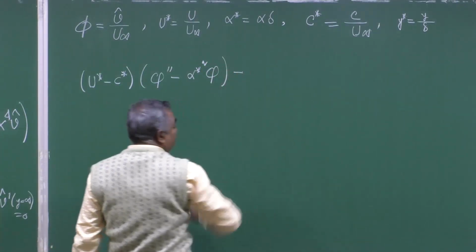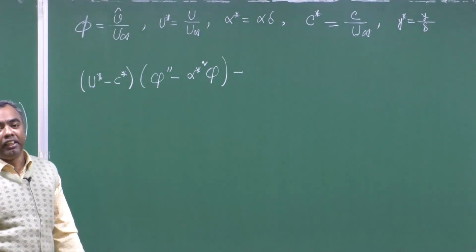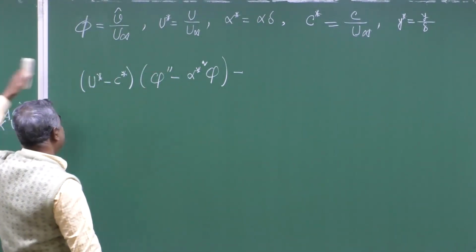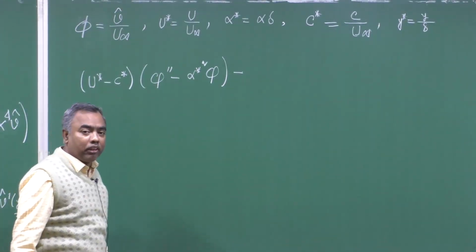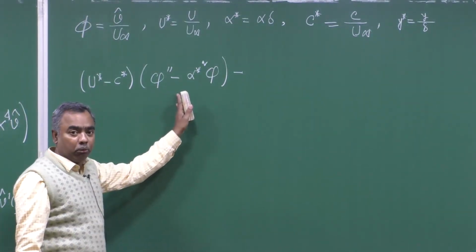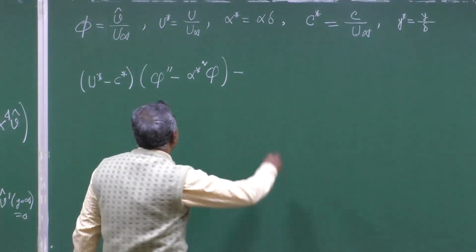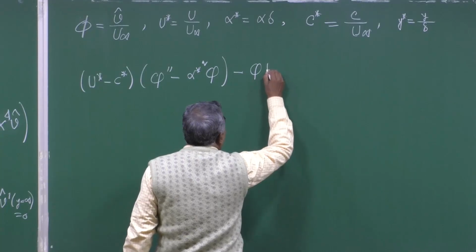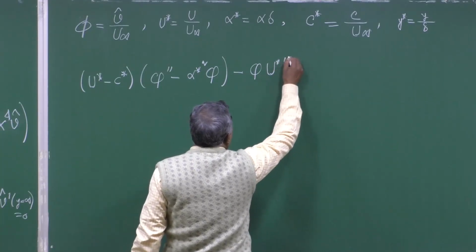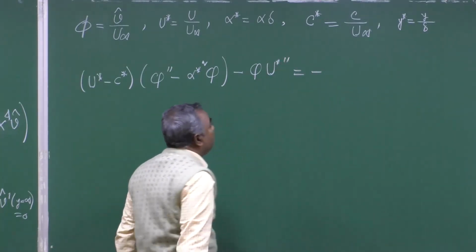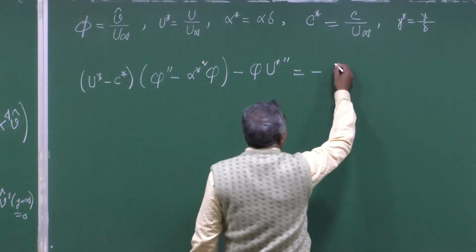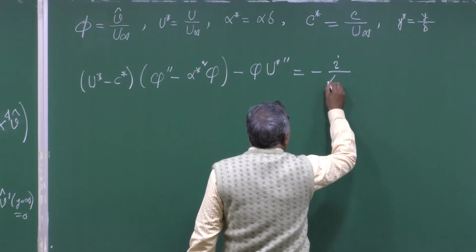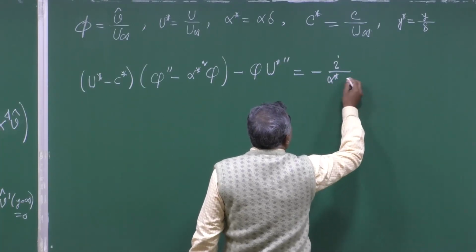I am not going ahead with the details of this non-dimensionalization. With these scales, if you just plug the scales into this Orr-Sommerfeld equation, you should be able to get these equations. So, please do this exercise on your own. And here we will get phi u star double prime equals to, here we will get i divided by alpha star Re.